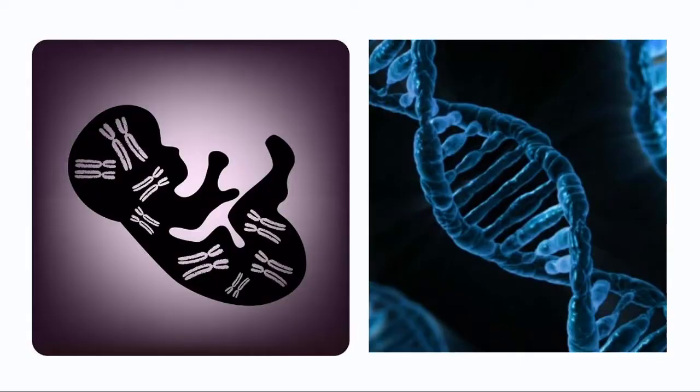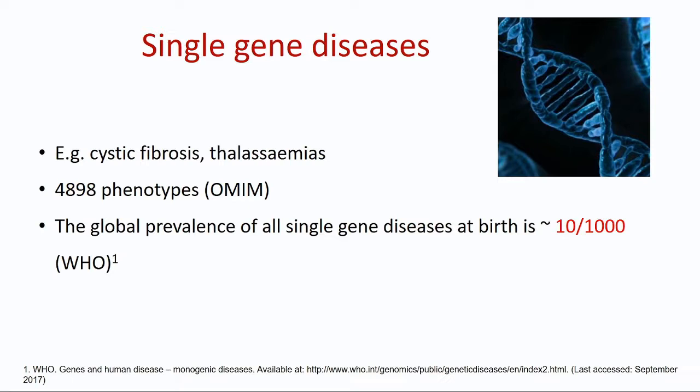And as I said, now this technology has actually advanced a lot. So besides detecting whole chromosome abnormalities in the baby, we can actually zoom in within the chromosomes and look at specific genes, and then use non-invasive approaches to detect fetal single gene diseases, such as cystic fibrosis, thalassemias, and according to OMIM, there are close to 5,000 phenotypes of various single gene diseases that have been discovered. And the global prevalence of all single gene diseases at birth is actually 10 in 1,000, that is 1 in 100. So the global burden of this, or the morbidity associated with single gene disease, is actually bigger than fetal chromosomal aneuploidy in terms of prevalence and incidence.